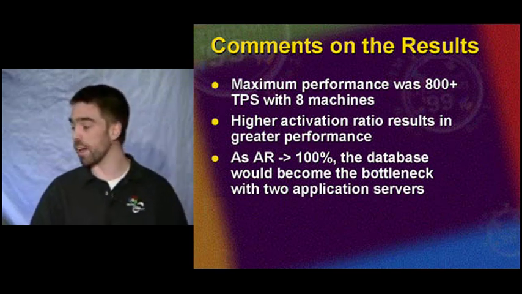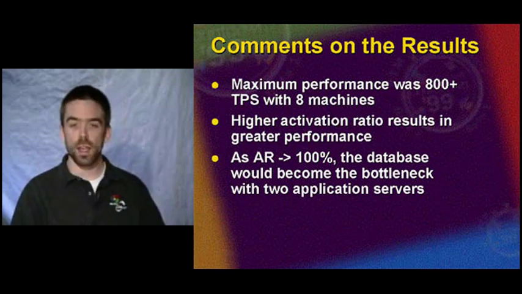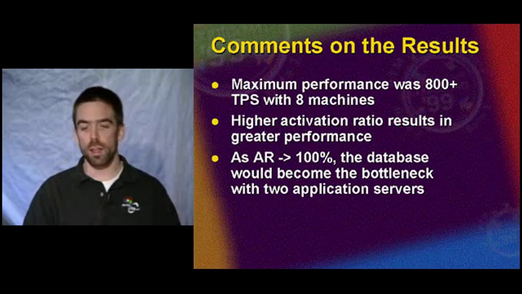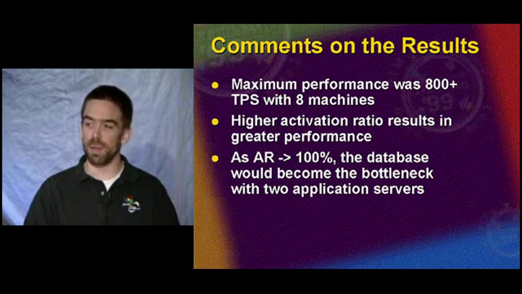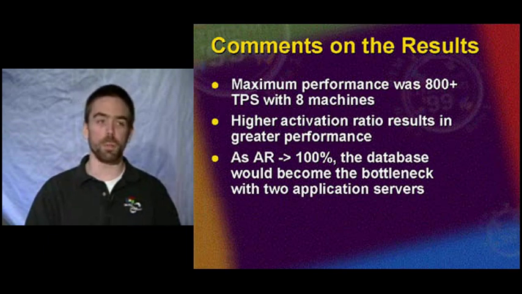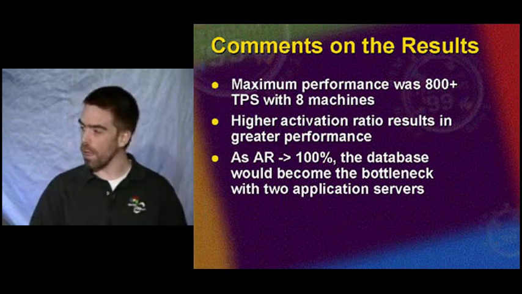As I said, higher activation ratio will result in greater performance. And as the activation ratio approaches 100%, my test would have had to have changed and become much more difficult to run, because the database server itself would have become the bottleneck. With 2 machines, I would have easily obtained 1,600 transactions per second, but I don't think the database I was using would have been able to support that, and I would have had to scale to multiple databases as well.